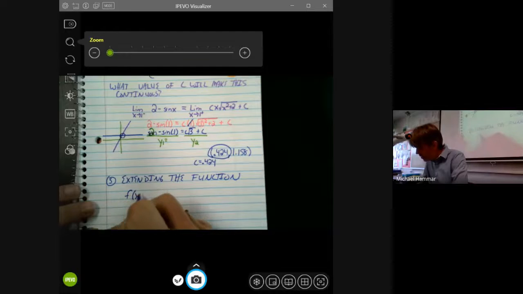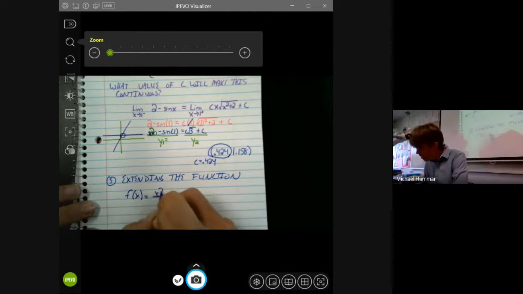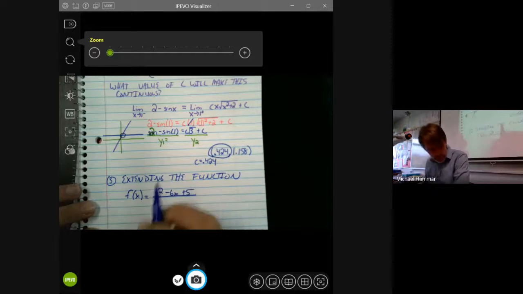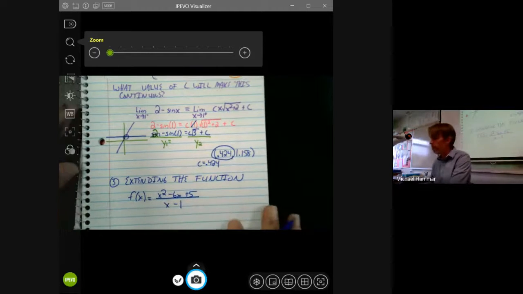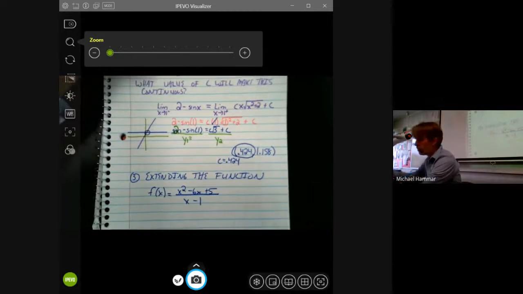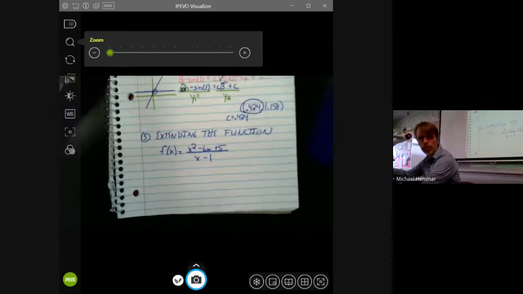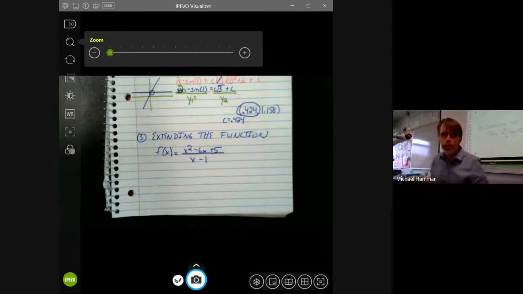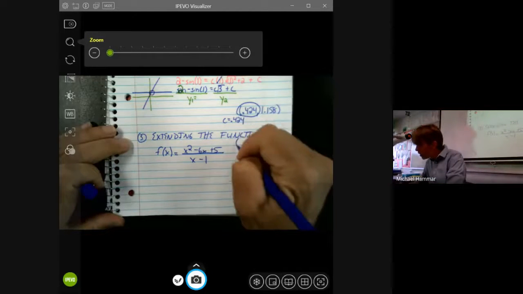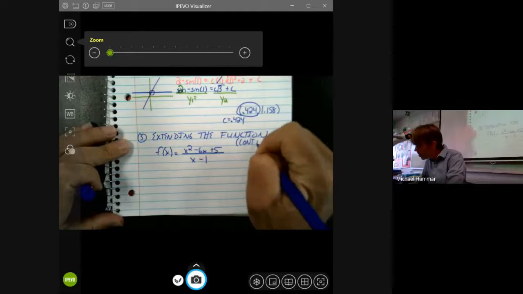It'll be f of x equals x squared minus 6x plus 5 all over x minus 1. Okay, so we have this function. And what we want to figure out is what we can do to make sure that this function is continuous. So our goal is always to make this continuous.